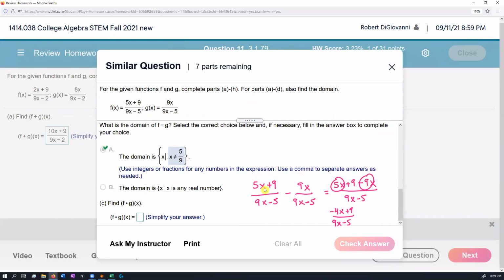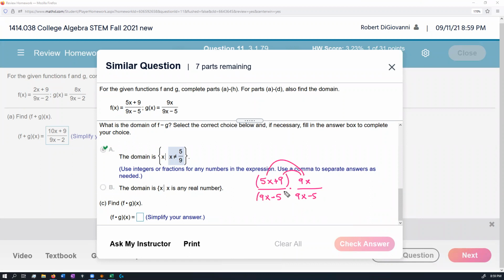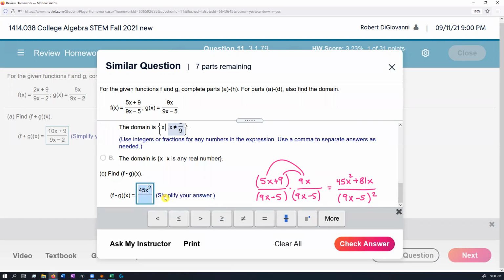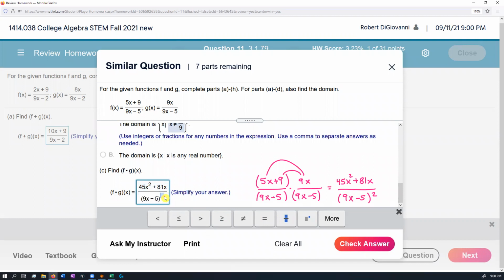All right, now multiplication. This one's going to be a little tricky. So what we need to do now is take 5x plus 9 over 9x minus 5 and multiply it times 9x over 9x minus 5. Now on the top, we have to distribute that out. On the bottom, we have to FOIL those, although I'm not going to FOIL them. I'm just going to write the bottom as 9x minus 5 squared. And on the top, I distribute through, I get 45x squared plus 81x. Okay, now from this, the computer should take that answer. So 45x squared plus 81x over, in parentheses, 9x minus 5 squared.